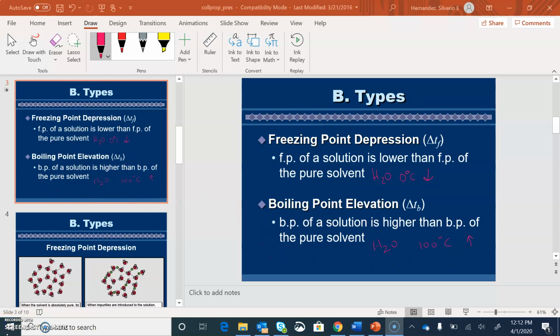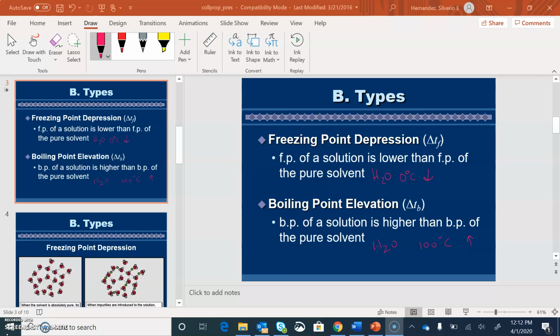Again, two types of colligative properties are going to be freezing point depression, which is a symbol of delta TF, and then boiling point elevation, which is a symbol of delta TB. So for example, if I look at water as a pure substance, it has a freezing point of 0 degrees Celsius. If I were to add one of the ionic compounds or one of those sugars into the water, then it's going to lower that freezing point of the water to something below zero.